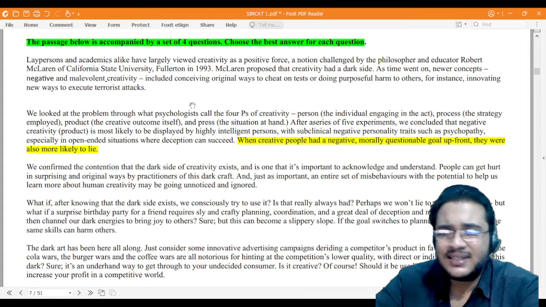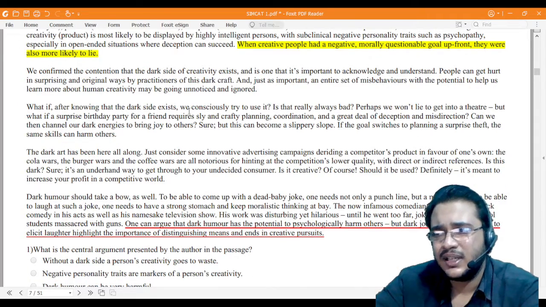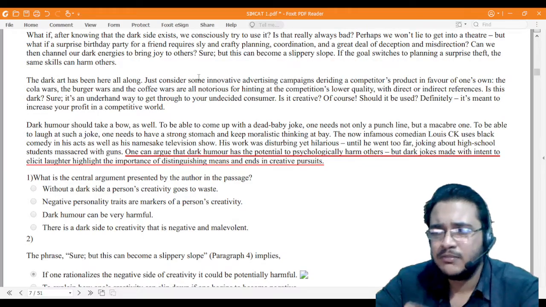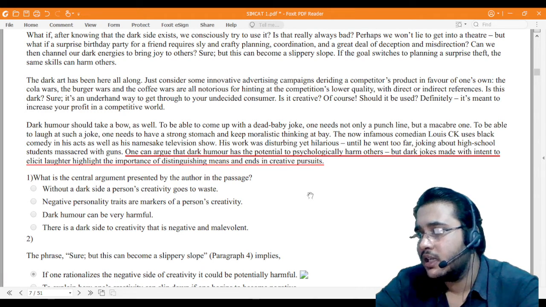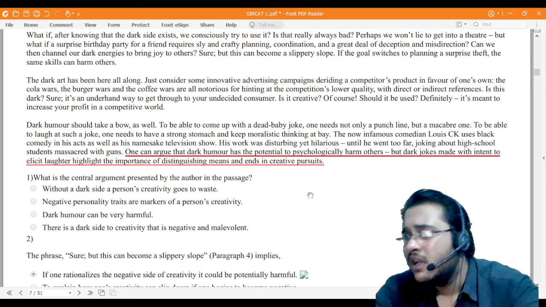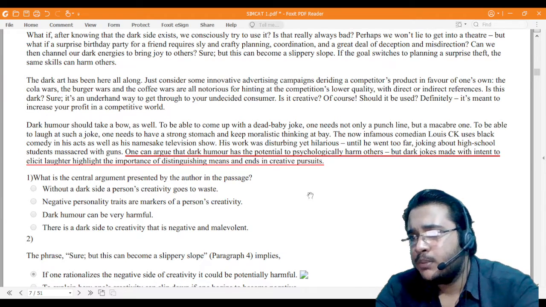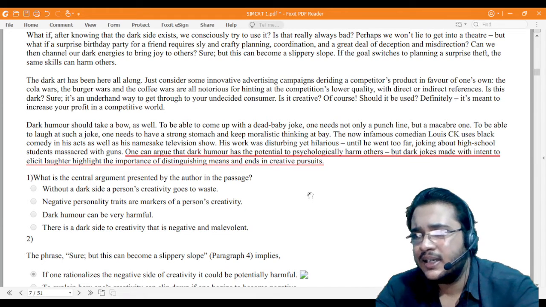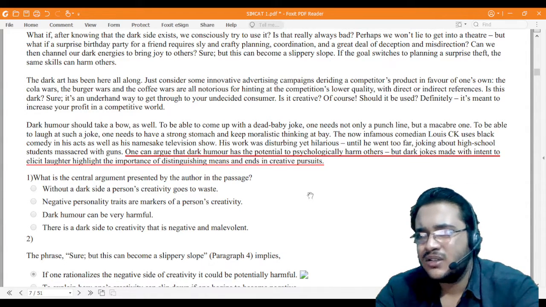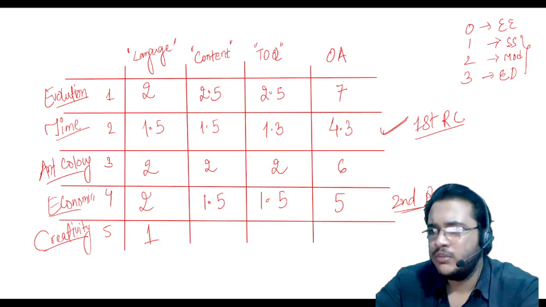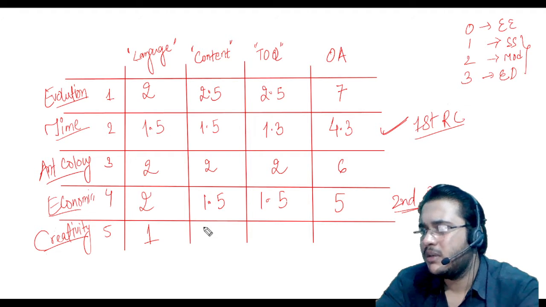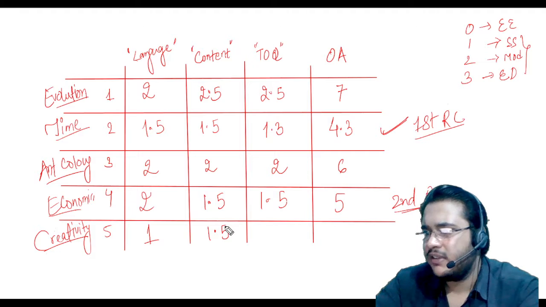Yeah. Having said that, by the first paragraph, even if you read the second paragraph, or if you want to read the last paragraph, you would realize, maybe let's not read the entire last paragraph. Maybe let's just read the one line that I have highlighted over here. One can argue that dark humor has the potential to psychologically harm others, but dark jokes made with intent to elicit laughter highlight the importance of distinguishing means and ends in creative pursuit. If you read this again, this is not very difficult to read. I don't want to become too optimistic, so I will give it a 1.5. Okay, I'll give it a 1.5.